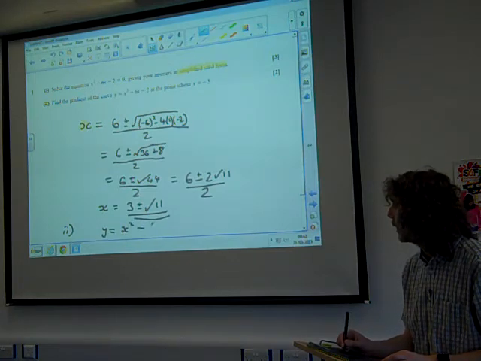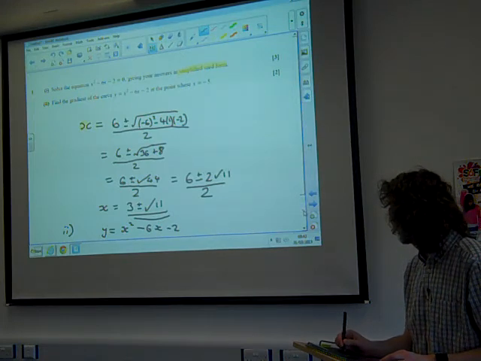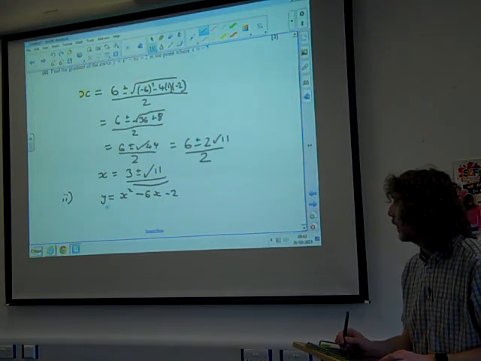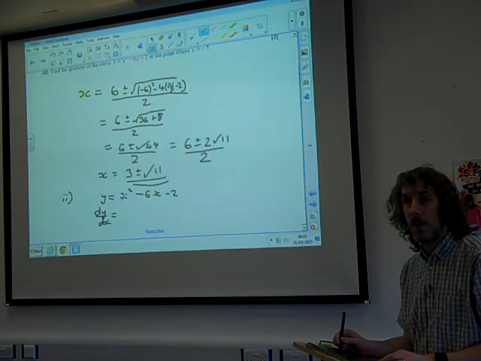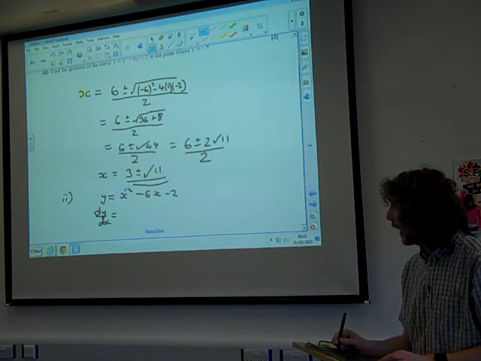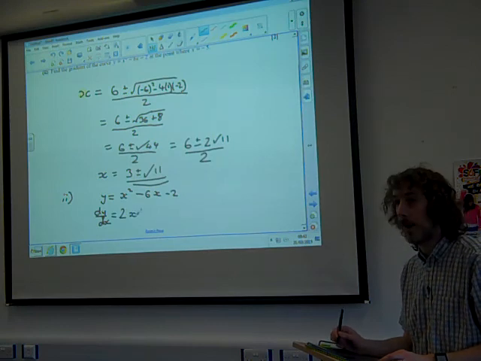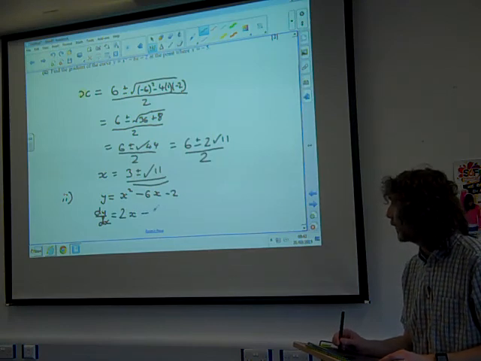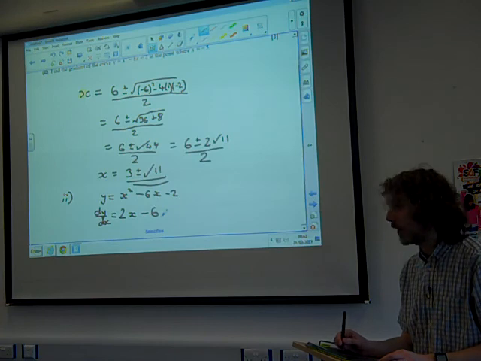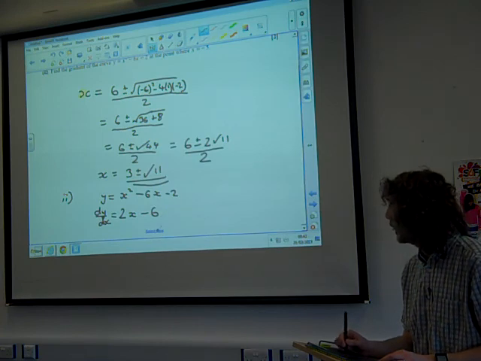So x squared minus 6x minus 2. In order to find the gradient, as we're going to talk about later on, when it says find the gradient, that is just a way of saying differentiate it. And if we differentiate x squared, bring down the power and reduce the power by 1, so that will go to 2x. And minus 6x goes to minus 6. And the question said do it when x is minus 5.